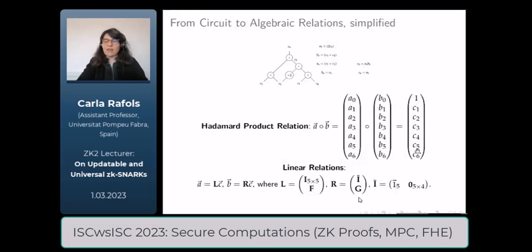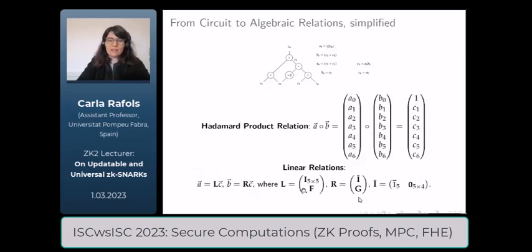I add a 1 to the left wires and to the output wires, because you also want to have gates that add a constant or things like that. Then I can write the Hadamard product relation of the full circuit as a relation between 3 vectors of the same size: 1 quadratic and 2 linear relations. Okay, the details don't matter too much.